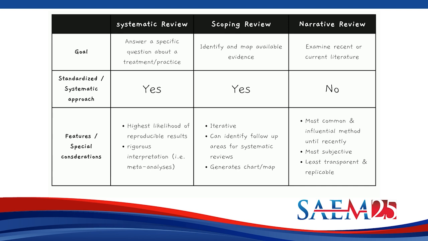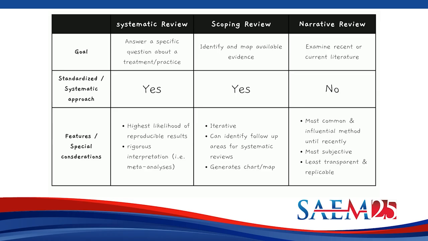Systematic and scoping reviews, on the other hand, both share that they utilize a standardized systematic approach, and that's what makes them a lot more replicable and robust in terms of methodology than a narrative review. A systematic review, however, is really intended to answer a specific question about a treatment or practice, whereas a scoping review is intended to identify and map available evidence in a given field. So they really have different goals. Systematic reviews tend to have the highest likelihood of being reproducible in terms of results, and they typically require rigorous interpretation through statistical methods like a meta-analysis.